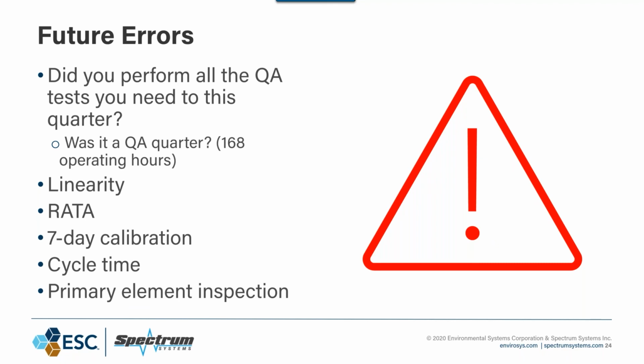If you changed out an analyzer umbilical cord, did you perform the correct test? A 7-day cal cycle time? Did you do a PI if you changed out a flow meter? These are the kinds of things that you want to prepare for, so that you don't get hung up in ECMPS in the future or the next reporting quarter.